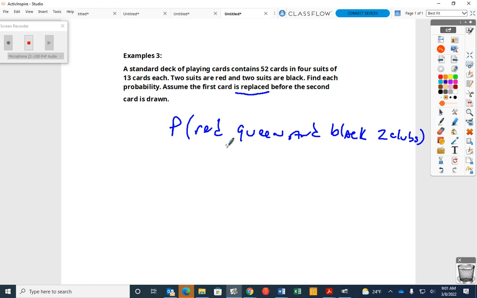Let's look at this one. How many red queens are there? 2 out of how many? 2 out of 52. You guys agree? Can I reduce that? 1 over 26. That's my first probability. How many black 2 of clubs are there? 1 out of how many? 52. Now I'm going to multiply. 1 times 1 is 1, and 26 times 52. I'm going to do that in my head real quick.